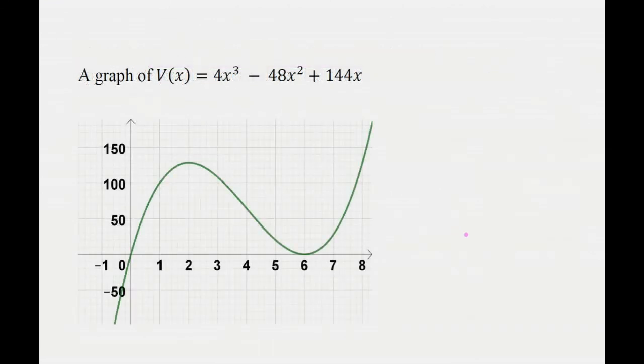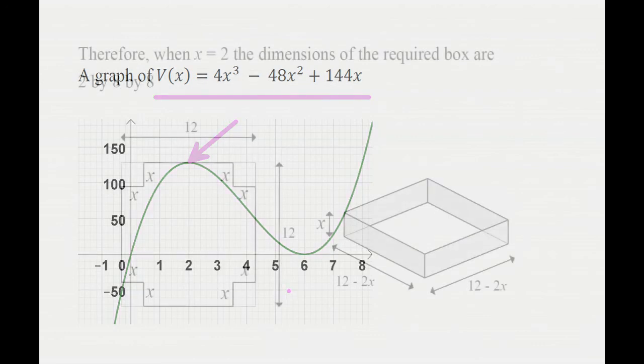So I have graphed this function V of x. I've graphed it, and it does seem to show that the function V reaches a maximum value at around 2. So our solution x is equal to 2 is a valid solution.